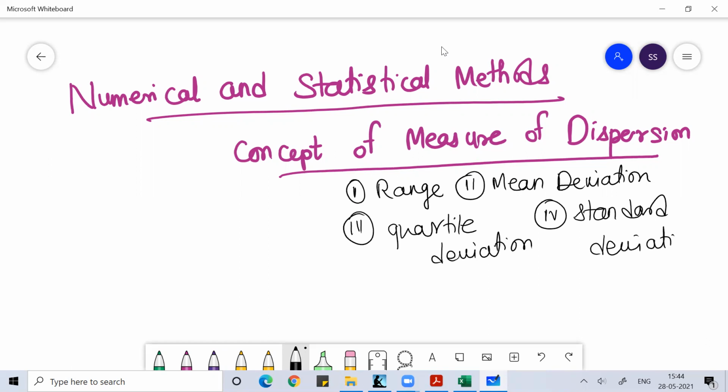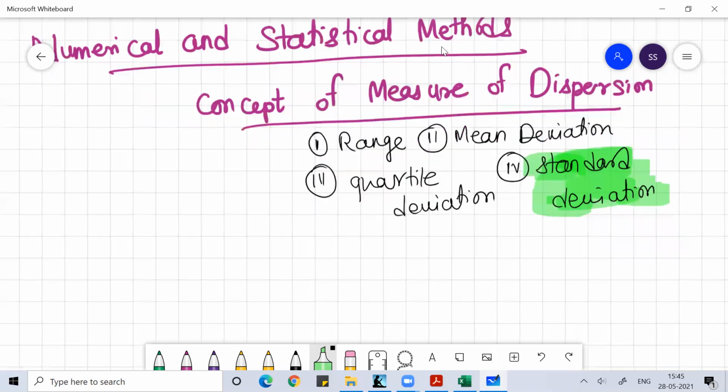Out of all these tools, the most important tool is standard deviation. For your exam also, the questions will come from standard deviation, not from mean deviation or range or quartile deviation. So you'll get questions only on standard deviation, but we'll briefly see all these concepts, where we focus more on standard deviation.